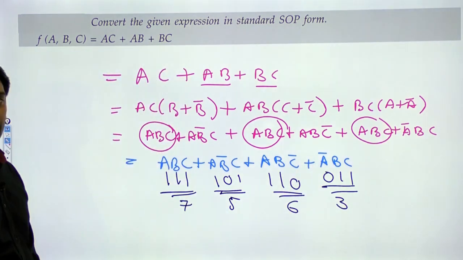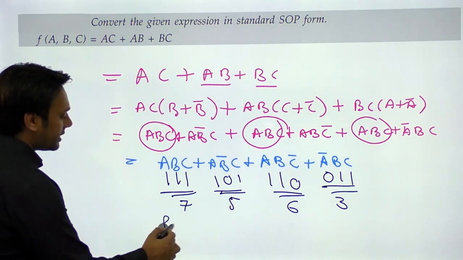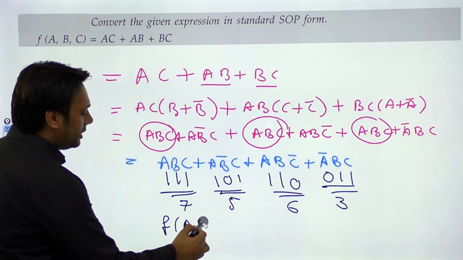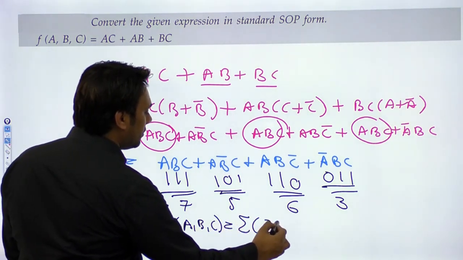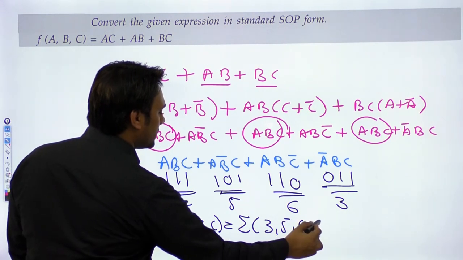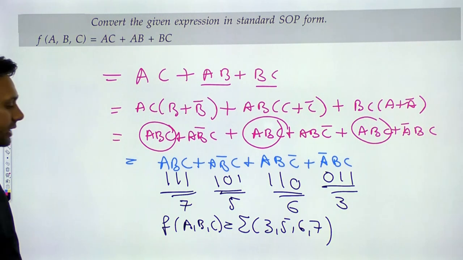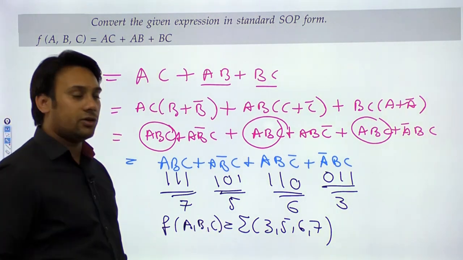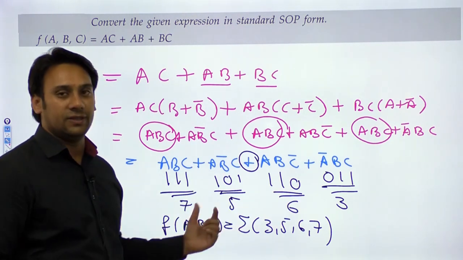So there's one more way in which you can represent the same function. Ek aur tarike se aap is function ko represent kar sakte hain. How can you represent the same function? I can write it as f of A, B, C is equal to summation 3, 5, 6, 7. That's it. And why am I taking summation? Summation means a sum. We are doing a sum between these terms.